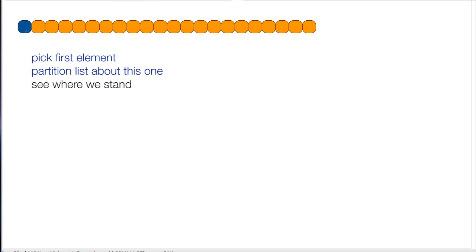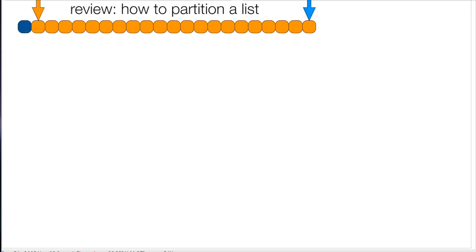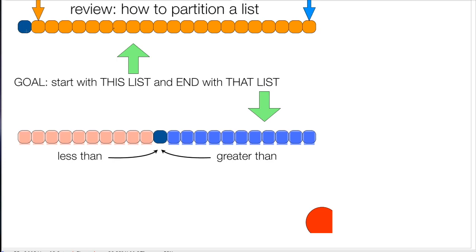You pick a partition element. In some cases, we can always just pick the first element of this list. And what we'd like to do is partition this list about that element. What does that mean? That means we want to start with the list like this, all orange with one partition element, and we want to end with the list that consists of all the elements that are less than our partition element on the left, and all the elements that are greater than our partition element on the right.